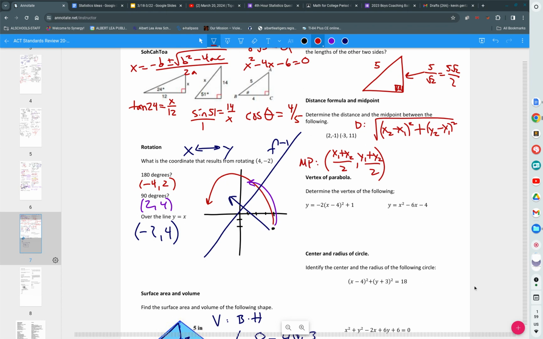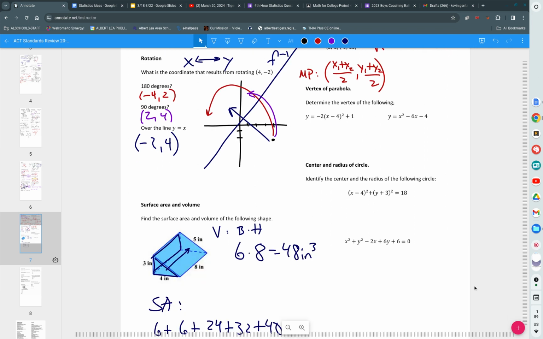Vertex of a parabola, determine the following vertex. You should be able to look at a parabola and say, well, hey, what form is it in? This is in vertex form. So the vertex is simply the horizontal shift and the vertical shift. What's the horizontal shift here? 4. What's the vertical shift? So the vertex is 4, 1.